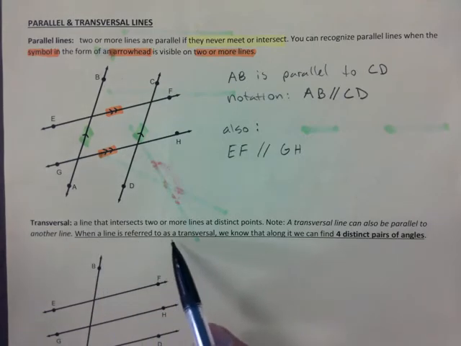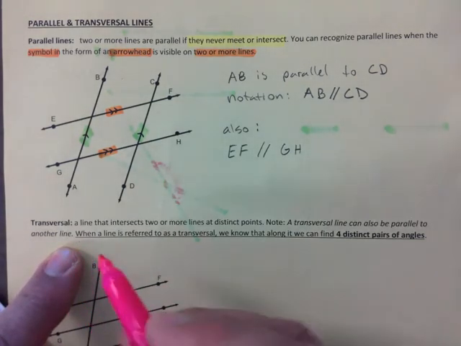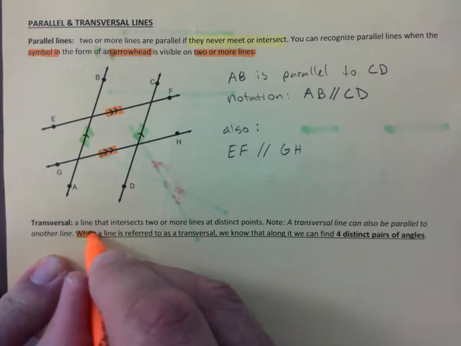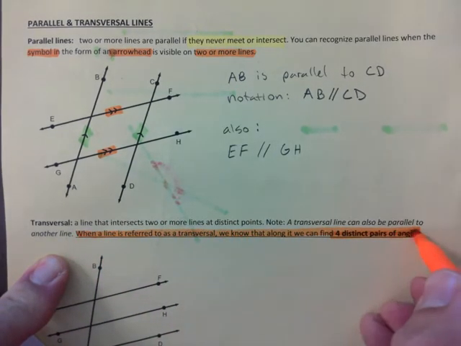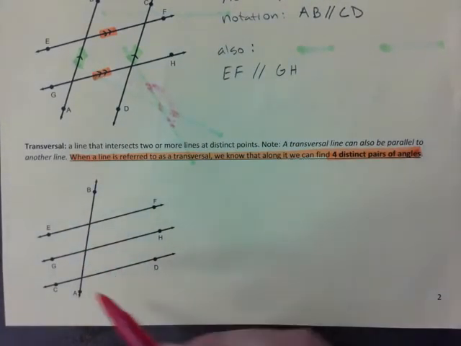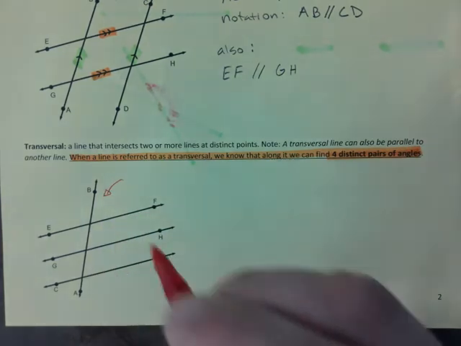When a line is referred to as a transversal, we know that along it, we can find 4 distinct pairs of angles. I will make sure I make reference to that, because that statement is very important. And in this particular case, when you look at this diagram, this would be the only transversal present. Okay, so, transversal.